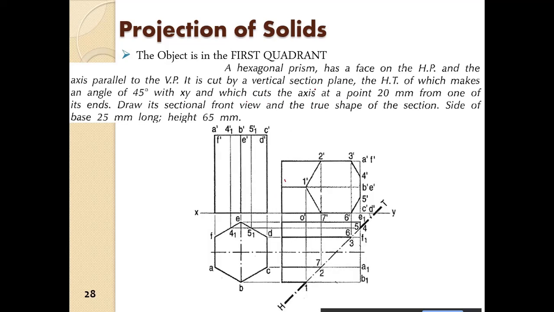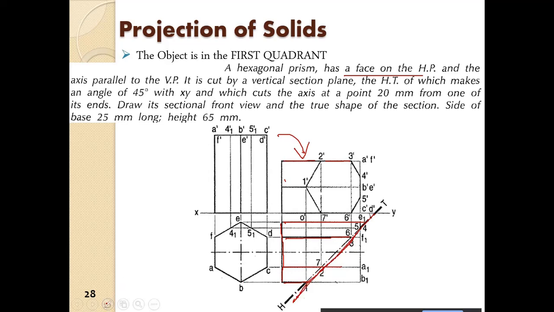So then what you do is, it is written here, has a face on the HP. Alright, so we have to put it in a sleeping position. Alright, so this is also the top view. So this is the top view over here, and when you rotate it, you will get the front view. Okay, and this is the plane of intersection. So this is the plane of intersection.